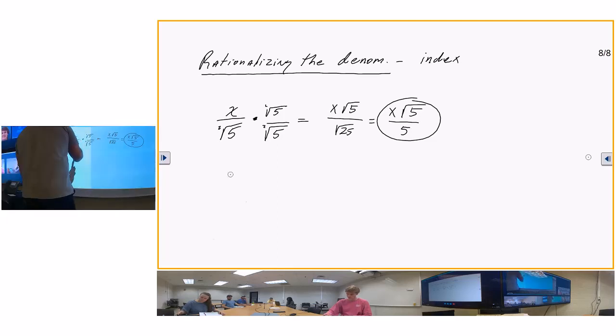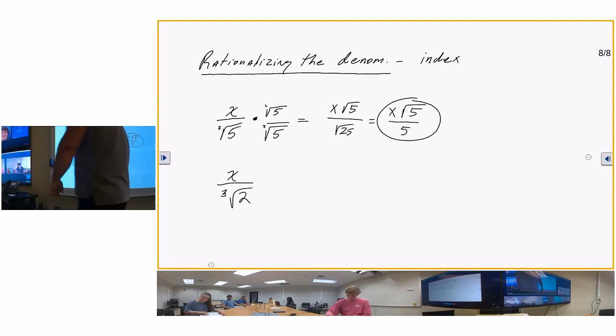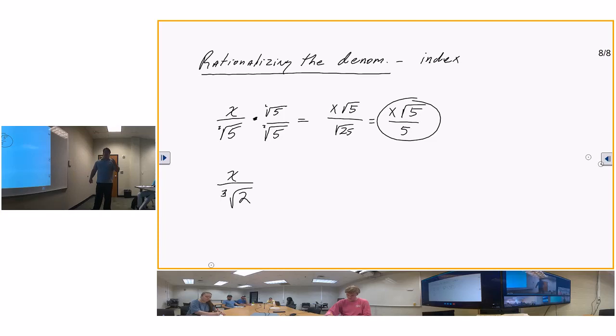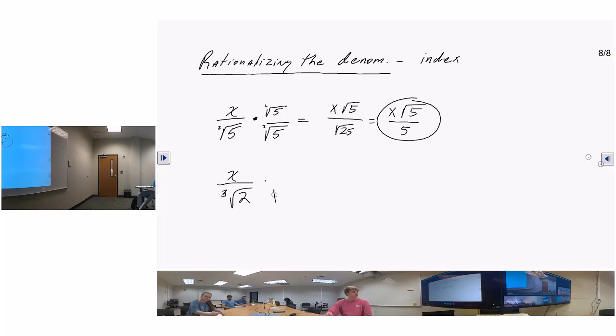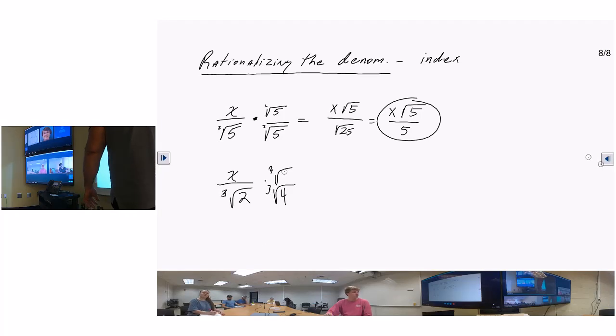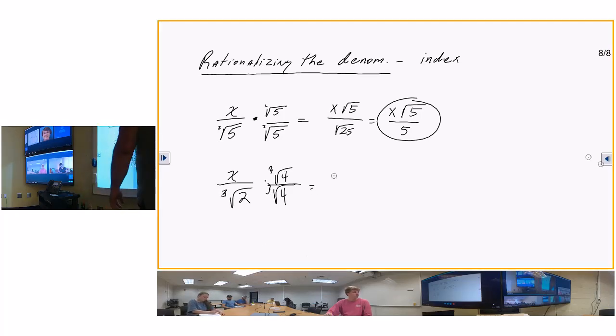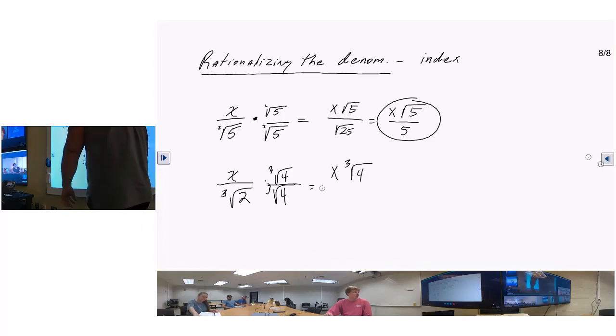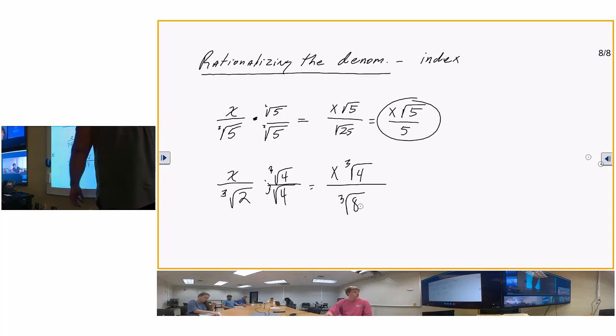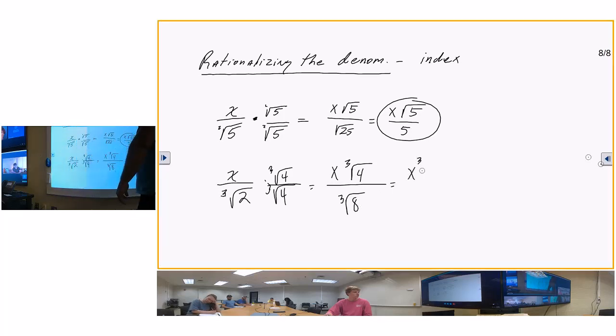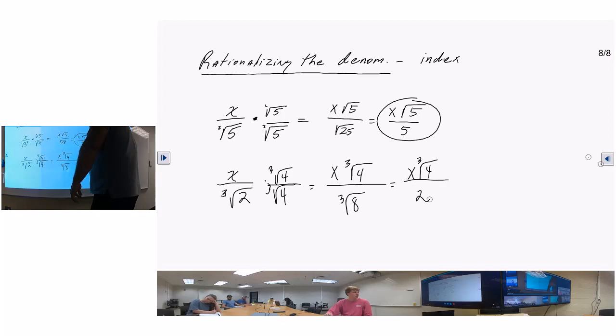So anyway, to make a long story short, what if I gave you x over the cube root of 2? Well, the index has changed. So therefore, you need to think in terms of not squares, but in terms of what? Cubes. So your first cube is 8. So you're going to make cube root of 4 over the cube root of 4. And that's equal to x times the cube root of 4 over the cube root of 8, which the cube root of 8 is what? 2, Hubert. That's right, class.